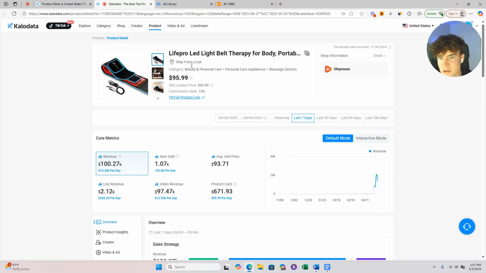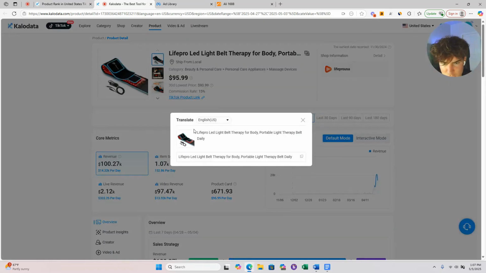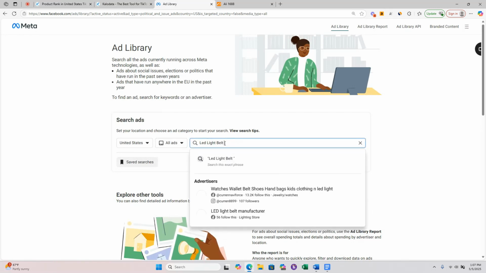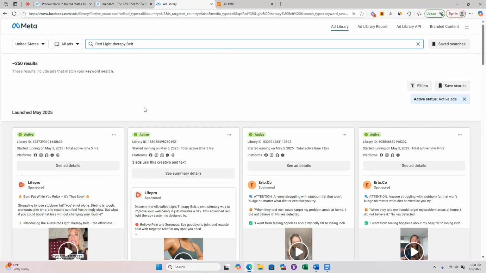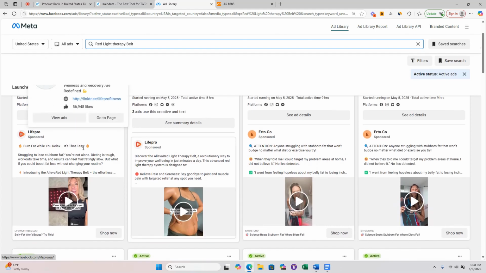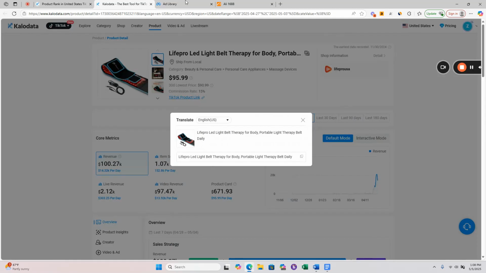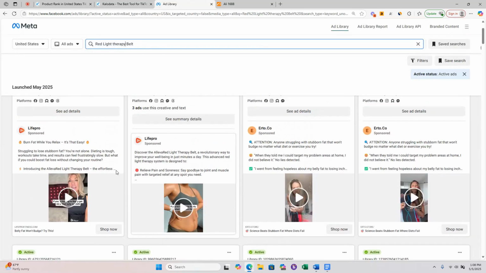What I always do, we can just go here, Life LED. So LED belt for therapy. Let's just do LED belt. Then we'll come over here to the ad library and go all ads. All right, so I just looked up Red Life Therapy belt, and I think the brand that's actually running this is, let me look again, yeah, Life Pro. So that's the brand that's actually running this.